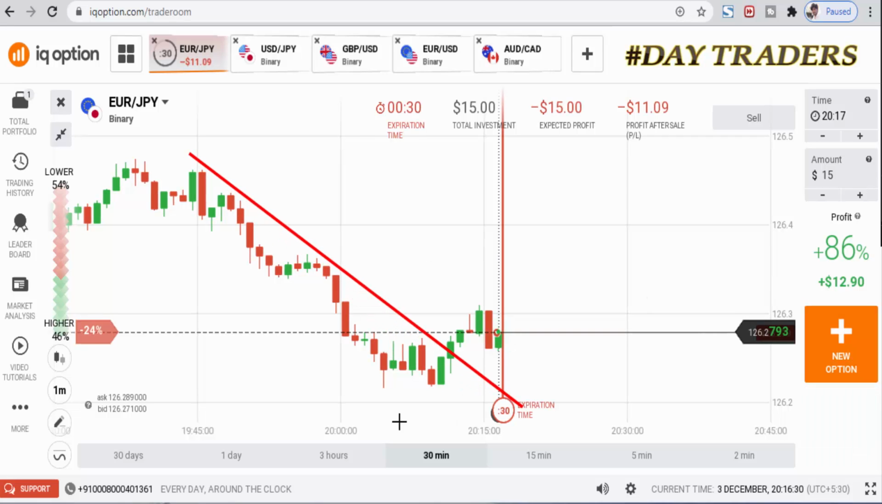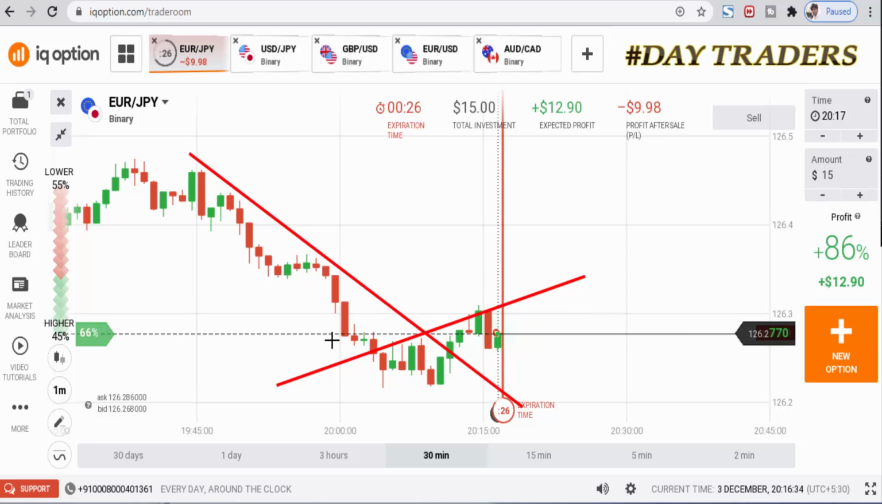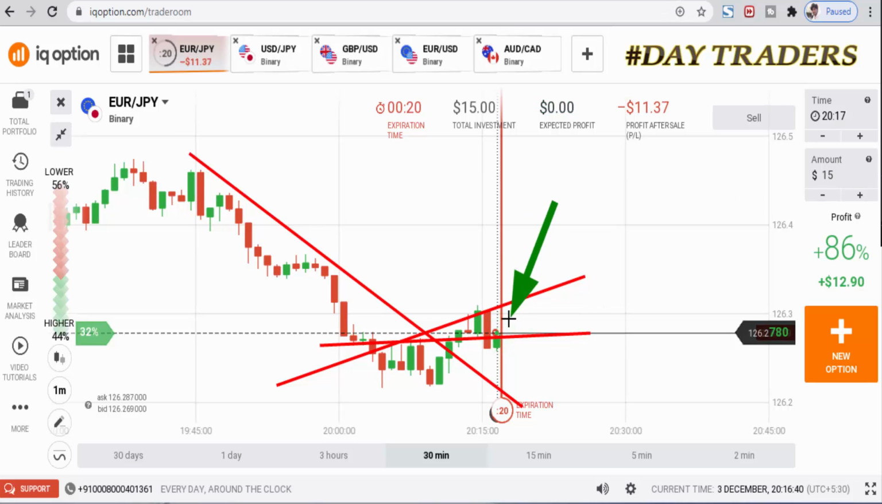This is a seller's entry point. This is support and resistance level. So that's the reason I'm expecting a rejection.